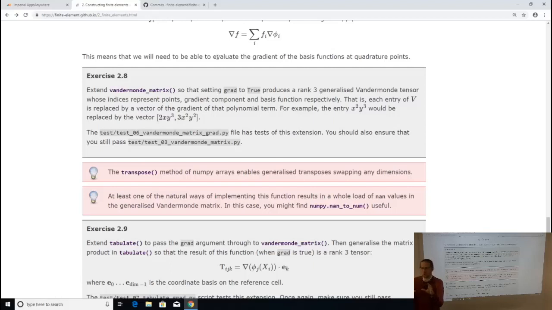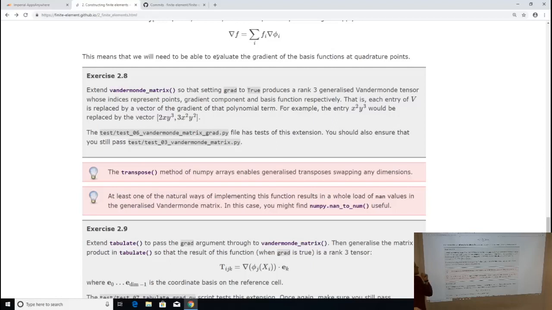So the whole Vandermonde matrix as a whole has become a 3 tensor. It's got rows, which are the points. It's got columns, which are which monomial we're currently dealing with, 1, x, y, whatever, and then it's got depth, and the depth is x and y.